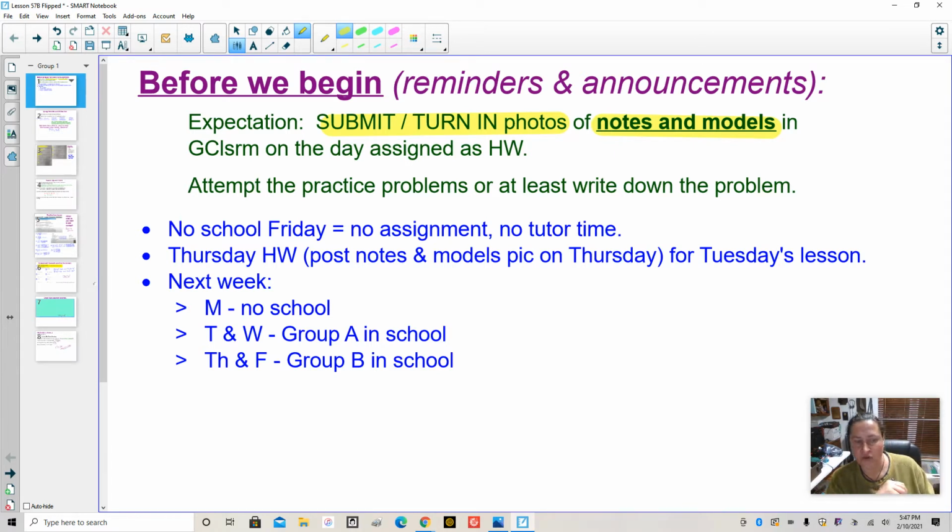Next week, Monday, no school. Tuesday, Wednesday, Group A is in session. Thursday, Friday, Group B. Make sure that you have figured out your transportation. All right, here we go.